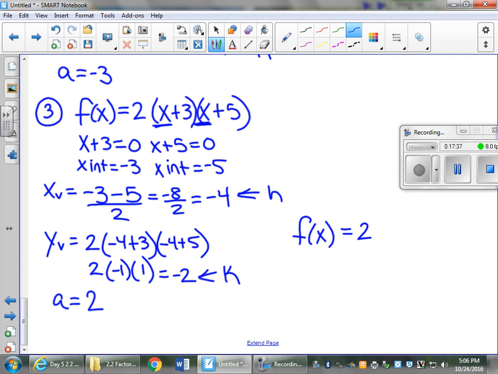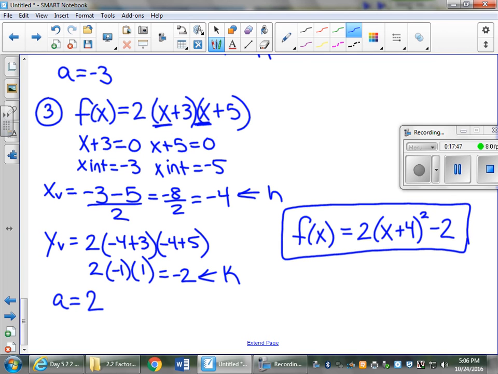So my final function is going to be 2 parentheses x minus h. So when you minus -4, again, becomes +4 squared, and then plus k. So if you want to get it into vertex form, you got to find your vertex to use as your h and your k. And the way you find your vertex varies depending on what form I give you. That's all we're going to do for today.